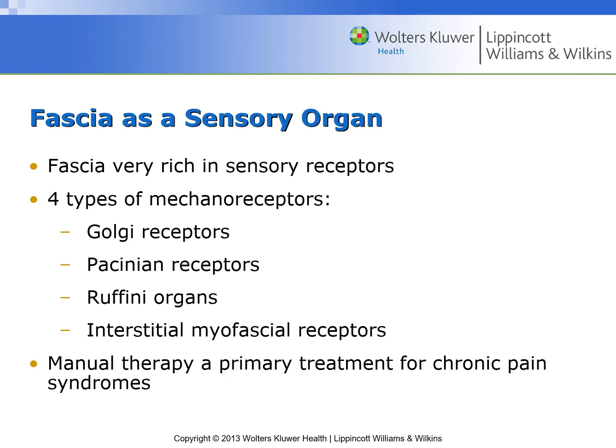Let's discuss the fascia as a sensory organ. Fascia is very rich in sensory receptors. There are 4 types of mechanoreceptors: the Golgi receptors, the Pacinian receptors, the Ruffini organs, and the interstitial myofascial receptors. Manual therapy is a primary treatment for chronic pain syndromes.